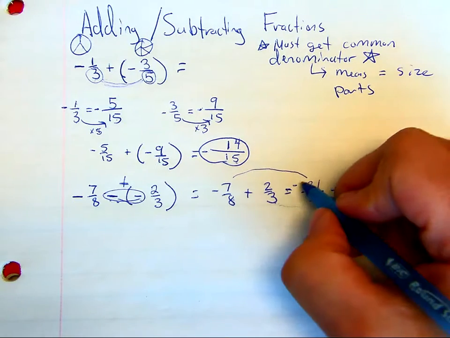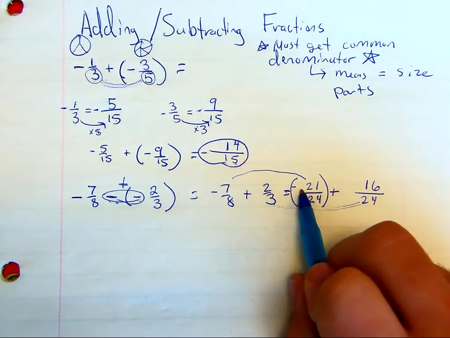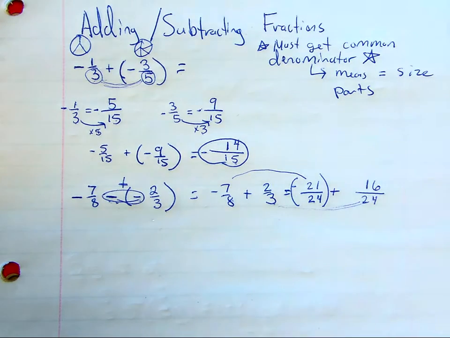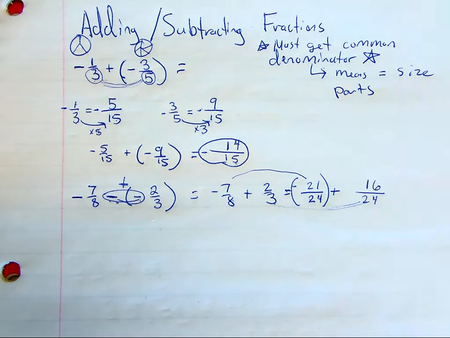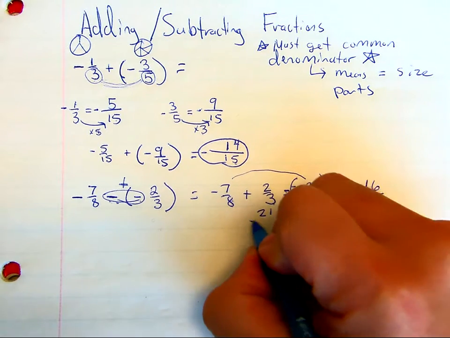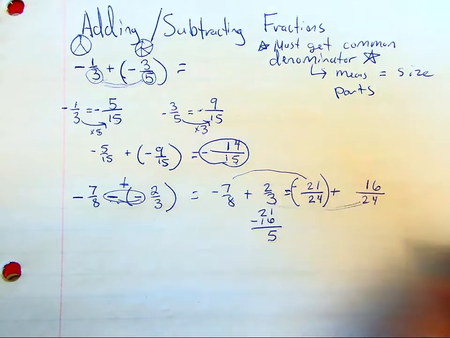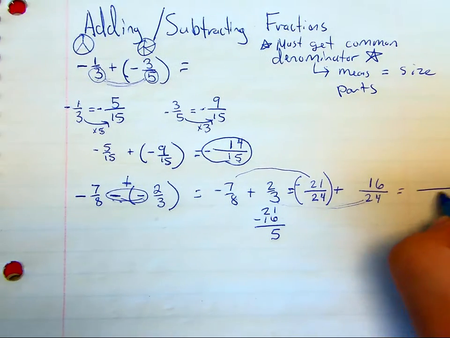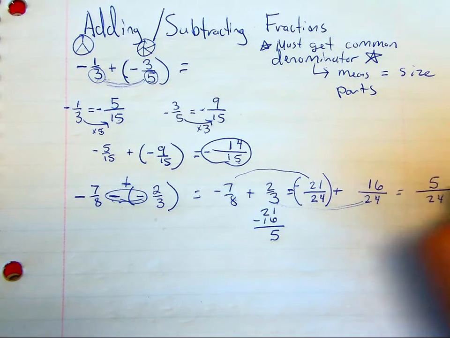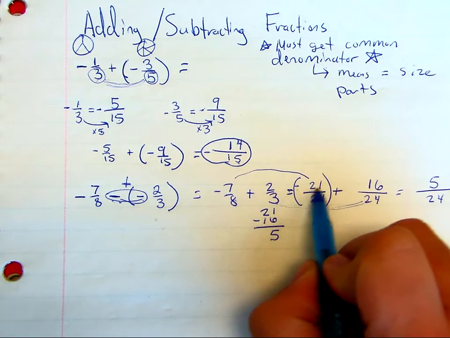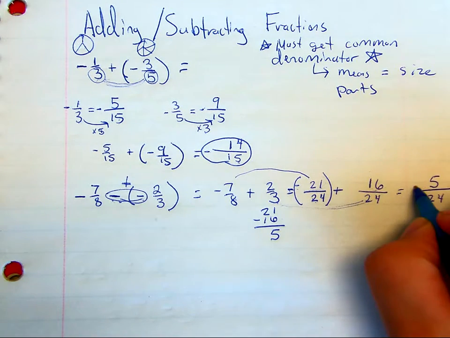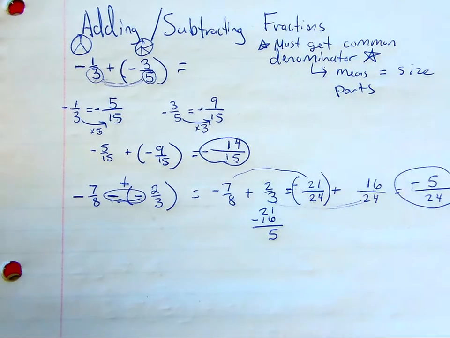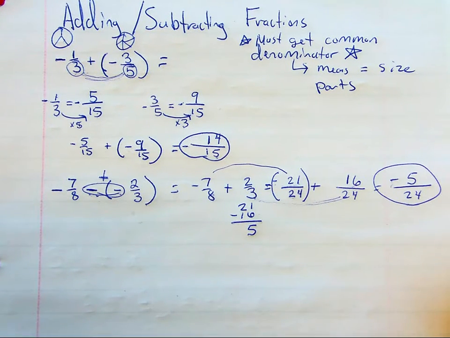Now I have a negative 21 and a positive 16/24. So in order to do this, one is negative, one is positive. You have to subtract those numbers. 21 minus 16 is 5. So 24 is there, and 5 is the top number. There's 21 parts that are negative and only 16 parts that are positive, so I have more negative parts, so my answer is a negative 5/24.